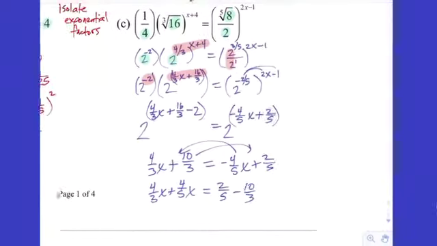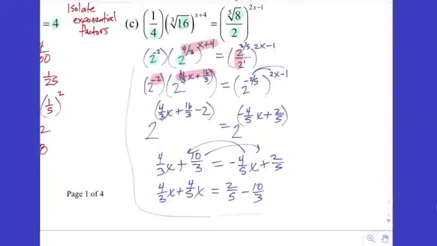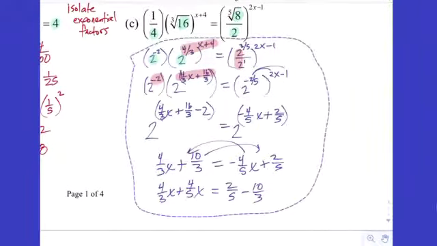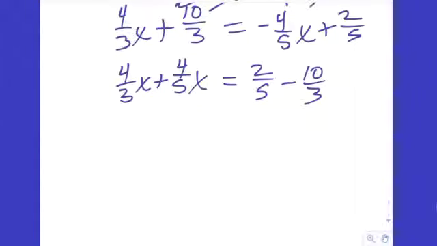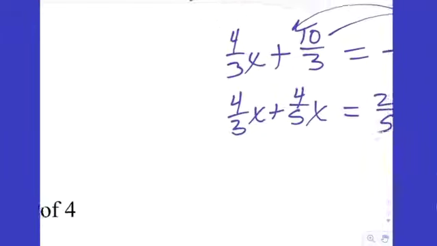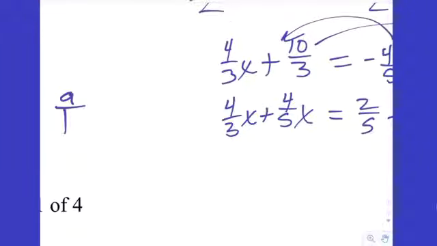All right, so I'm going to shrink this down because I need a little bit more room. Now it's just a matter of combining fractions. 4/3 plus 4/5. Remember, you could do the crisscross applesauce. Here's what it looks like.